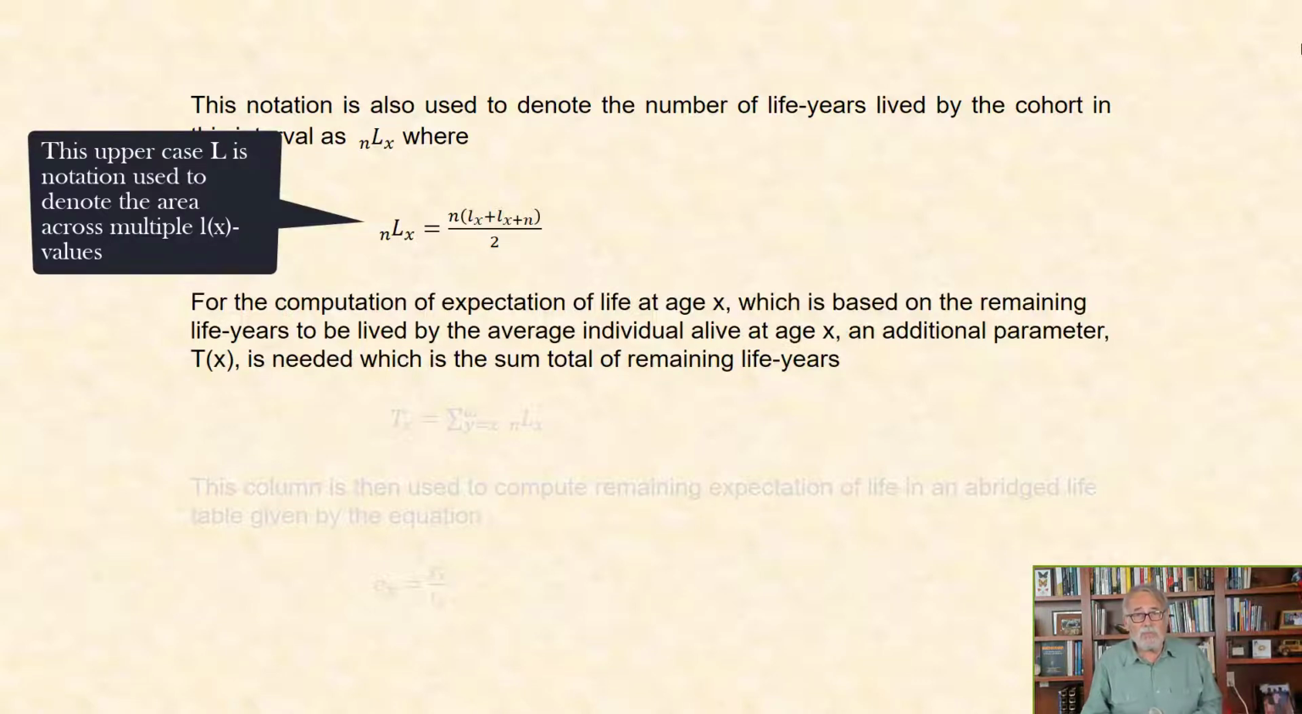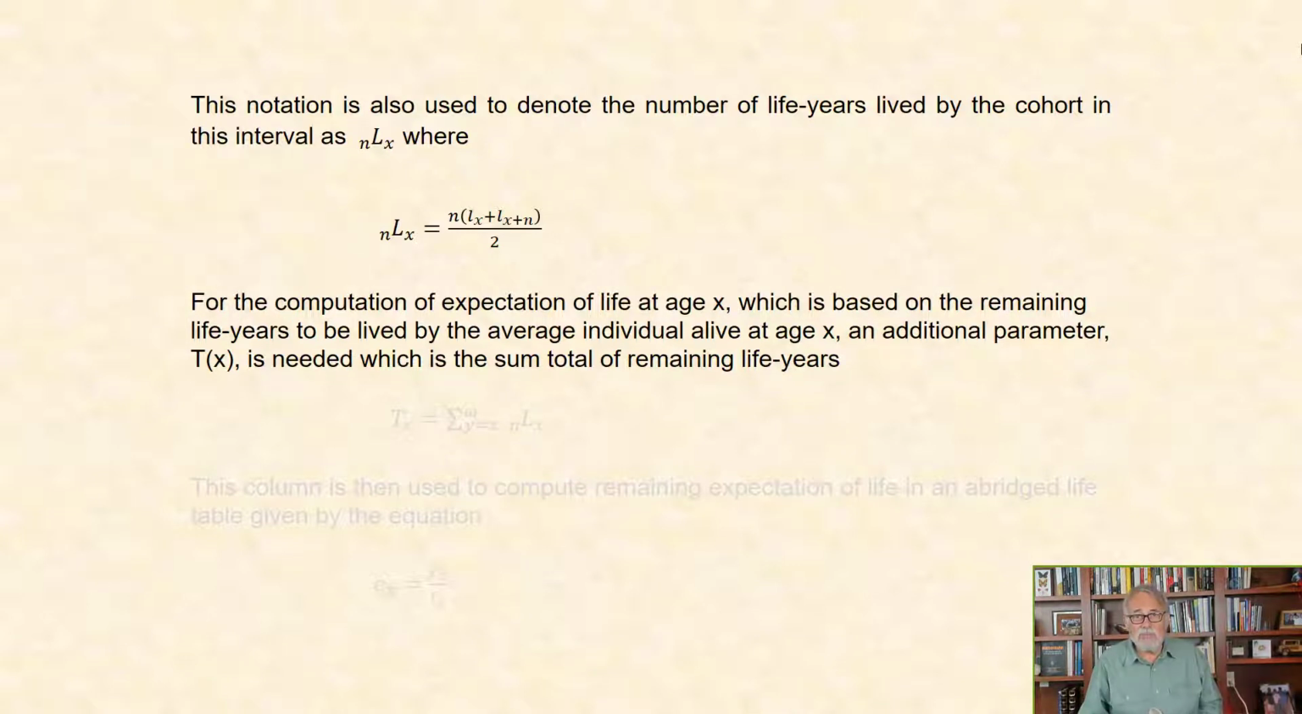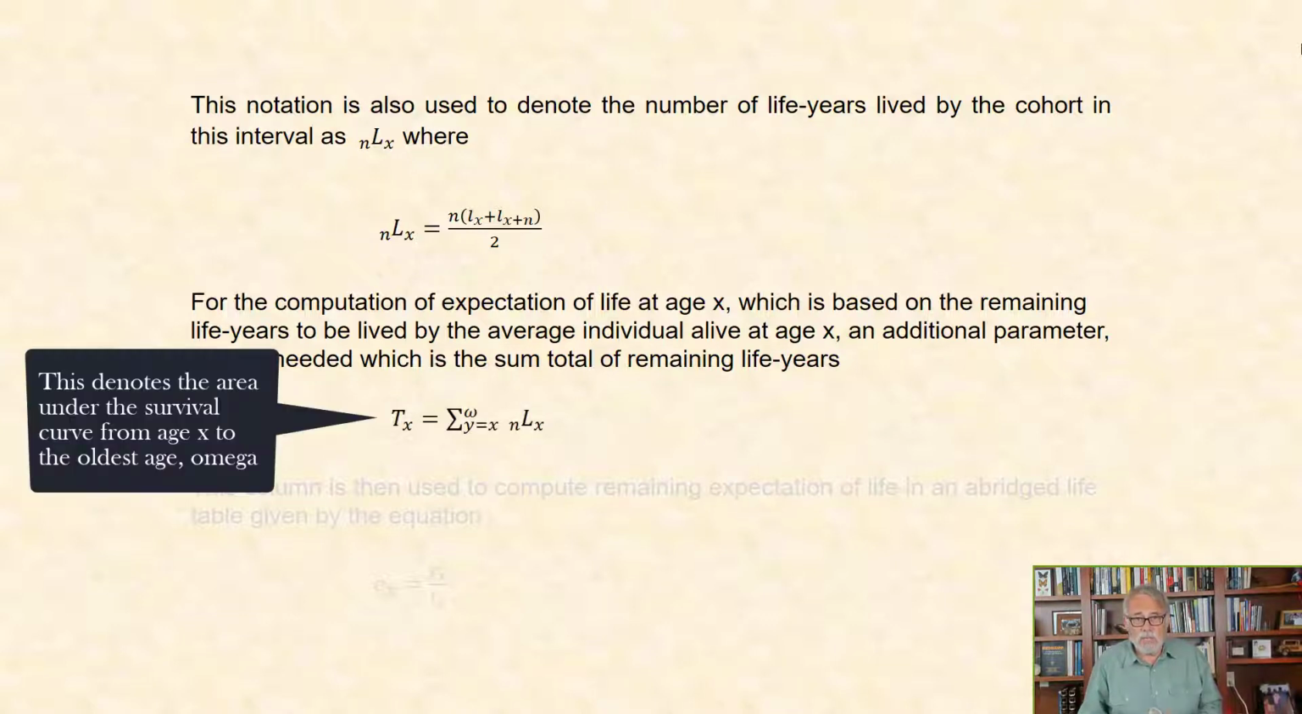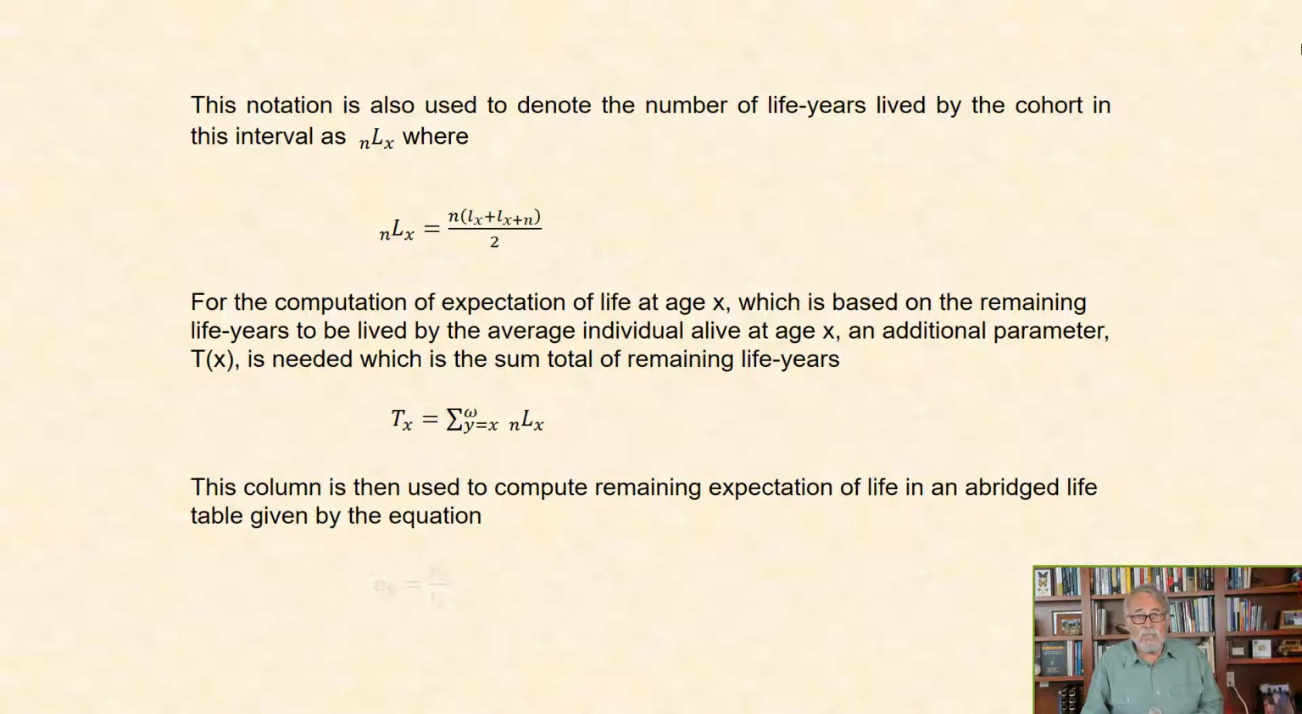For the computation of expectation of life at age x, which is based on the remaining life years to be lived by the average individual alive at age x, an additional parameter Tx is needed, which is the sum total of remaining life years. This column is then used to compute remaining expectation of life in an abridged life table given by the equation ex equals Tx over lx.